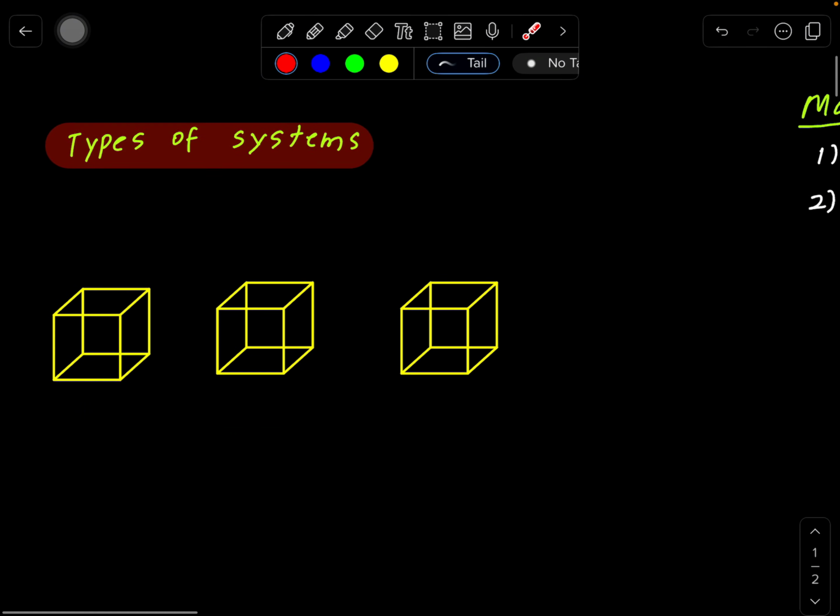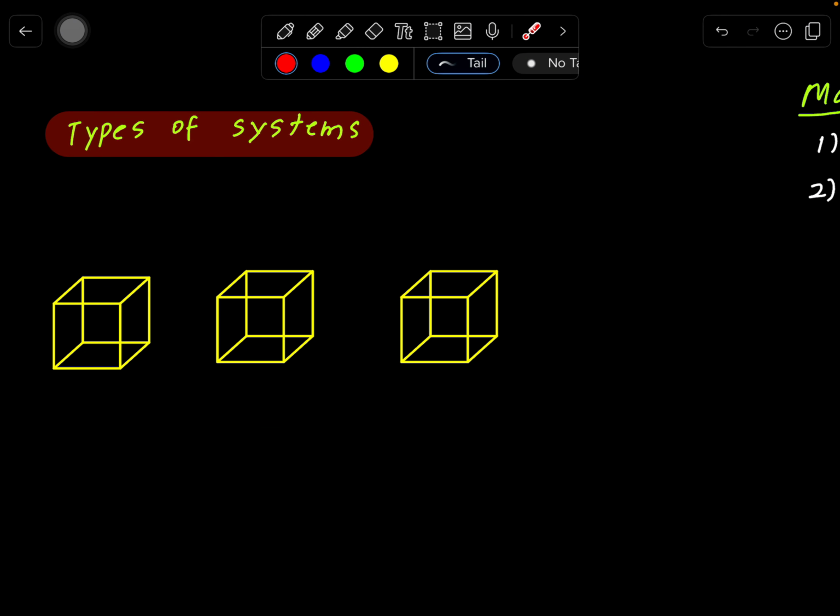Now, the types of systems that we have here are three. First one is an open system.